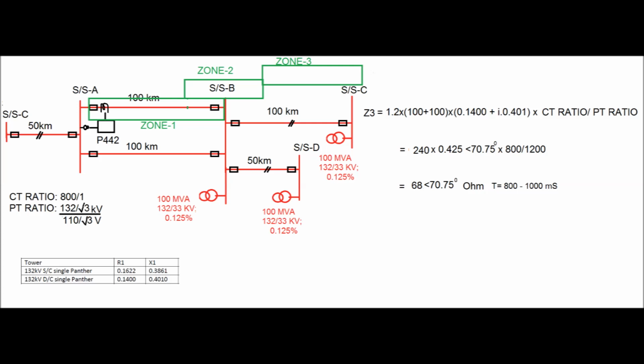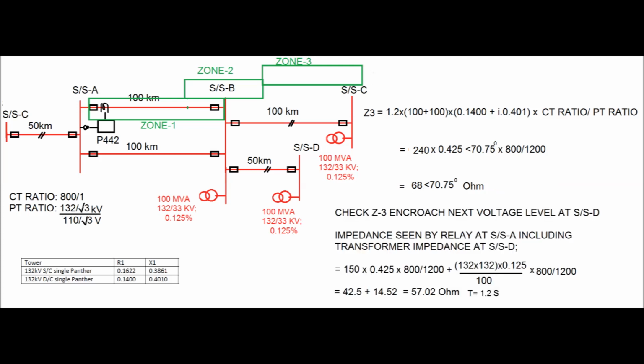However, if zone 3 reach encroaches the next voltage level, then time should be increased to 1.2 to 1.5 second. We must check whether zone 3 has encroached the next voltage level or not. Now zone 3 is set as 68 ohm. Now check whether zone 3 encroaches the next voltage level at substation D end, because from the substation B end a shortest line is connected, that is 50 km.